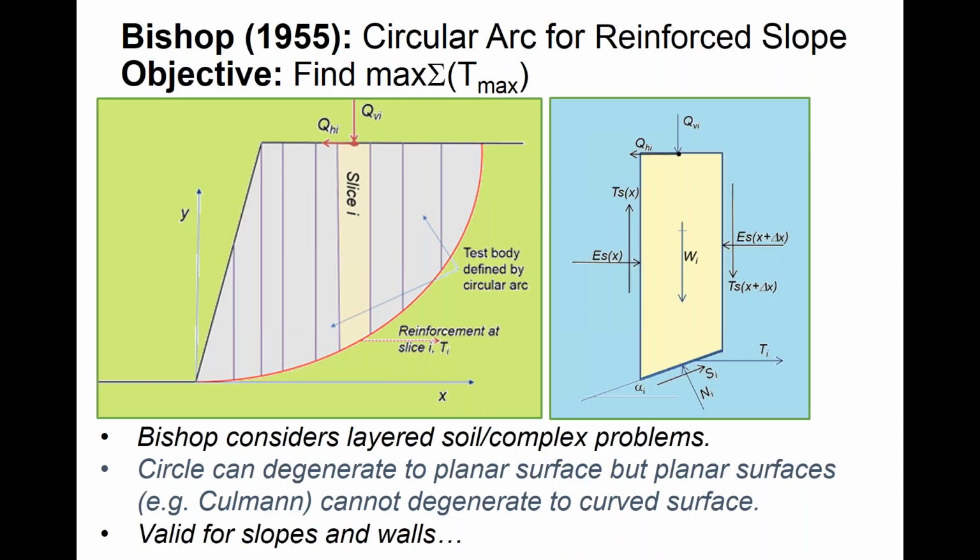And the beauty of these types of approaches when you're accounting for a circular arc is that it can degenerate into a planar surface if you have a radius way out in space. It basically becomes planar. However, the Coulomb approach can't turn into a circular surface, which might be critical in a lot of cases. And this approach, like those before, those limit equilibrium approaches, is valid for slopes and walls. No difference is made based on that 70-degree slope or that 20-degree batter.